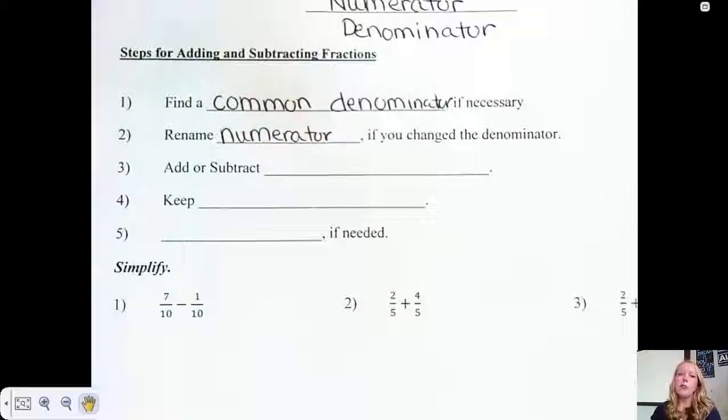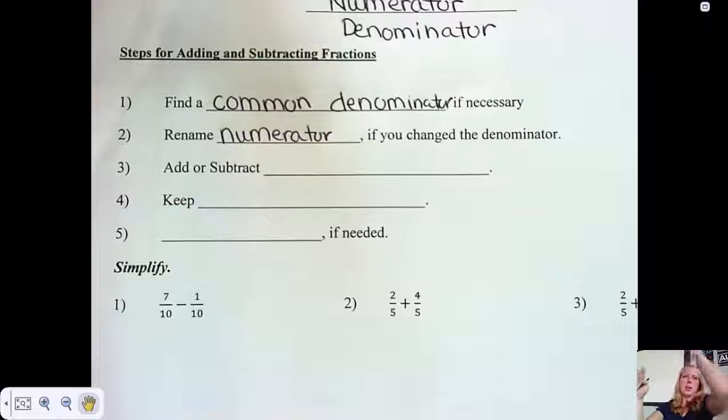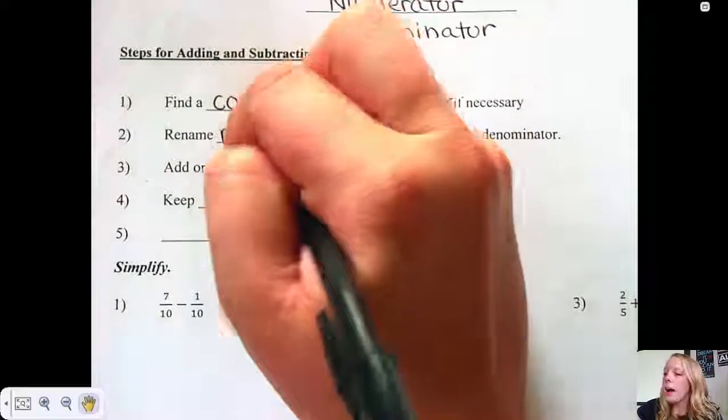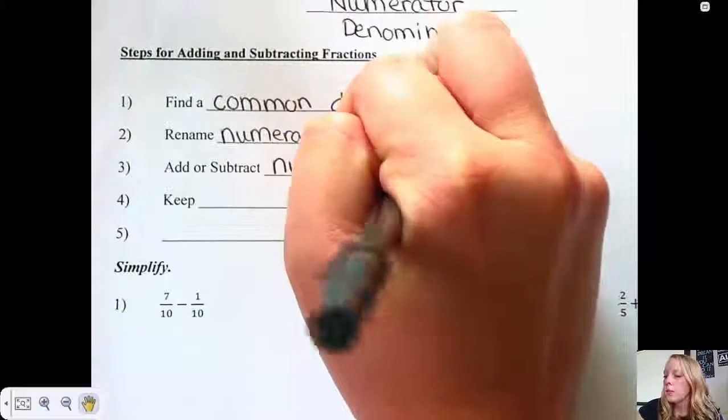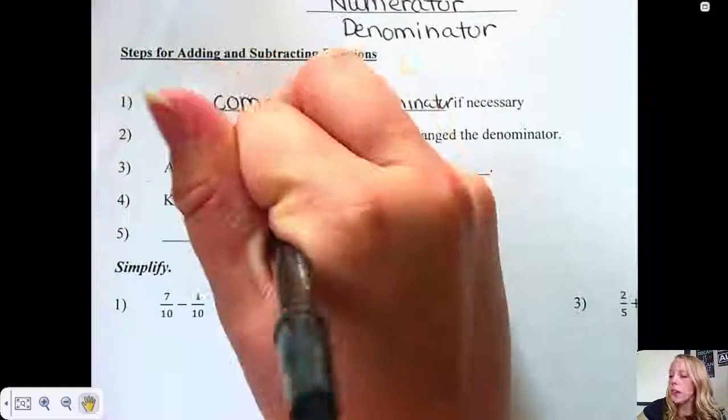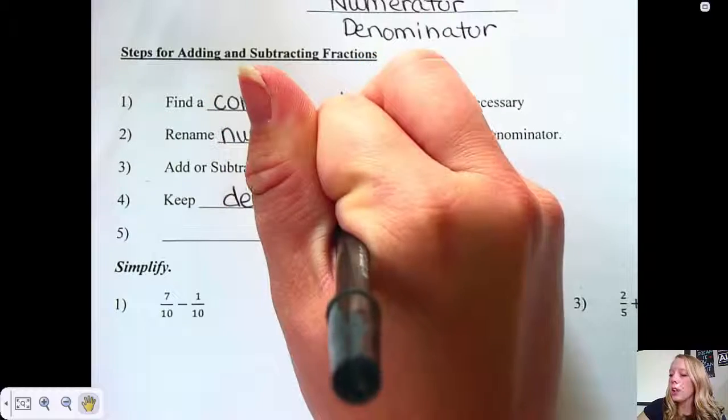Now, if you had to get a common denominator, the next step would be to rename the numerator if you change the denominator. You can't just go, okay, the denominator was a 3 and now it's a 6 and the top stays the same. That completely changes the fraction. So whatever you multiplied the denominator by, you must also multiply the numerator by as well. Step 3, add or subtract the numerators. Keep the denominator. So whatever that common denominator was, we keep that on the bottom.